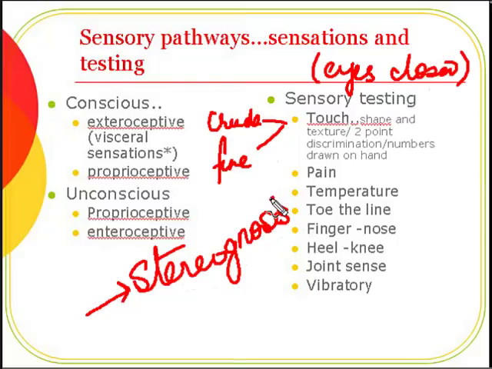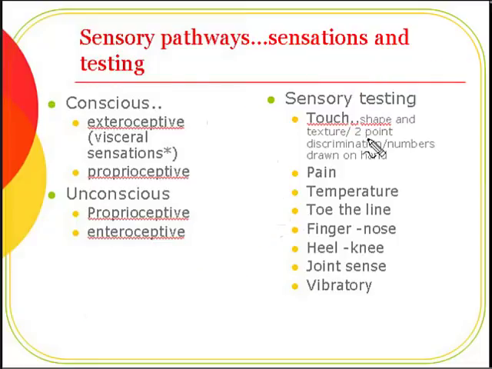Then for fine touch, so all of this was under crude, the general grazing of the skin or telling the shape and texture of a familiar object. In fine touch, you do something which is known as two-point discrimination. Ideally, how this is done is that you take a divider with two tips, and you put this on a person's skin, at the part that you want to test.